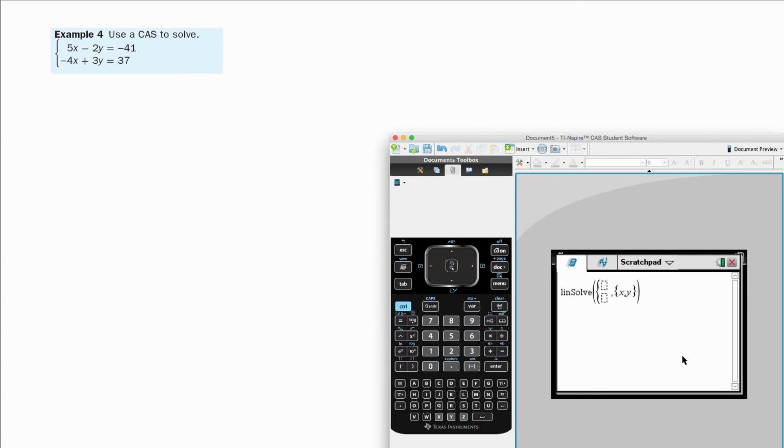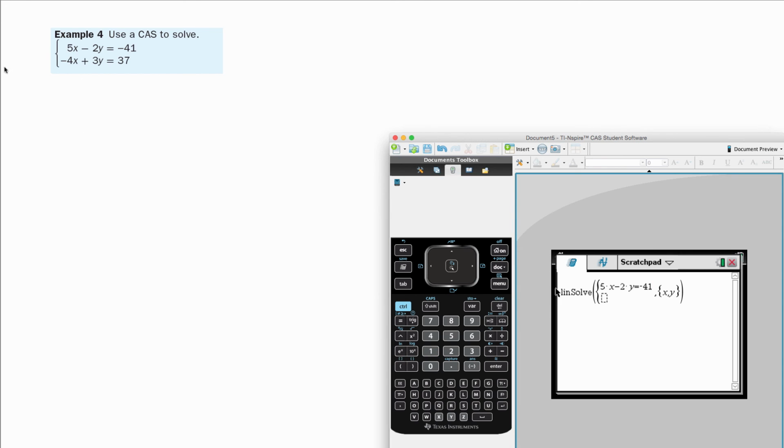Click OK. Now I need to fill in the equations. It can be in the form, however it's presented in the problem. So I can just write it as is. 5 times x minus 2 times y equals negative 41. Okay, I've got the first one.